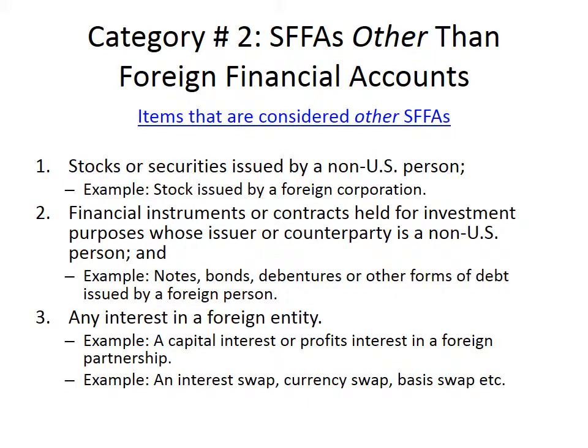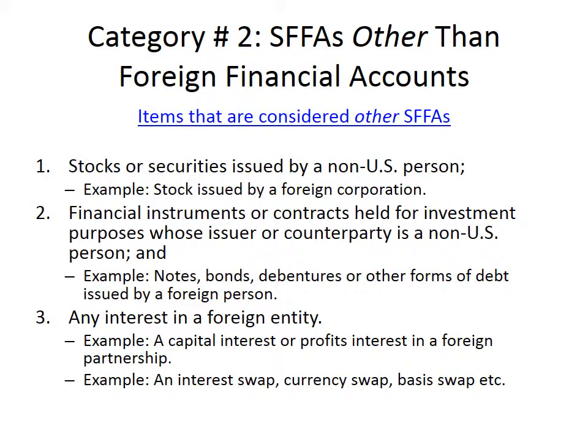Now we move to our second category. If you remember that slide with the bucket in it, this is category number 2, specified foreign financial assets other than foreign financial accounts. So what items are considered other SFFAs? First, stocks or securities issued by a non-U.S. person. What would be an example of that?